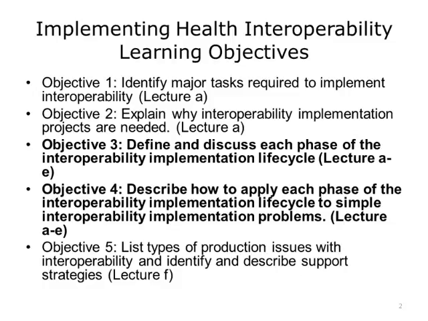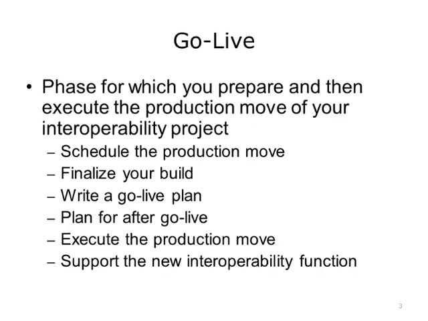In this lecture, you will be able to identify and describe the go-live phase of interoperability implementation. The go-live phase is when the system is ready to move over into production following the successful completion of all of the other tasks. It is the phase for which you prepare and then execute the production move of your interoperability project. It consists of scheduling the move, finalizing the build to be moved, writing a go-live plan, planning for after go-live, executing the production move, and initiating support for the new interoperability implementation.